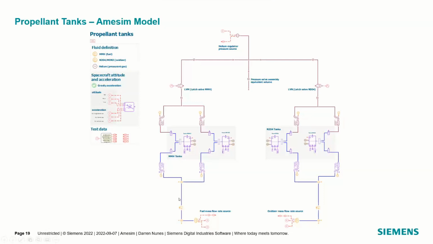And then we have different pressure regulators on the bottom, and then mass flow rates representing the fuel and oxidizer consumption.